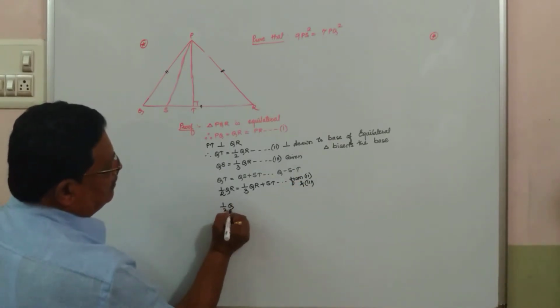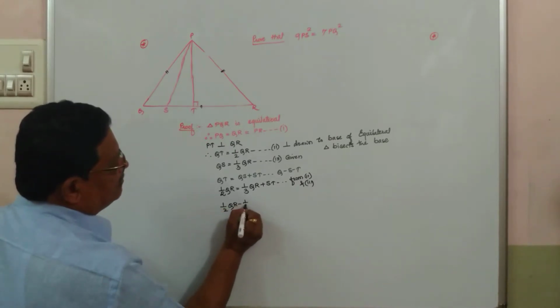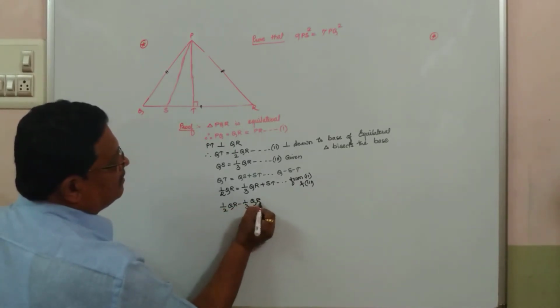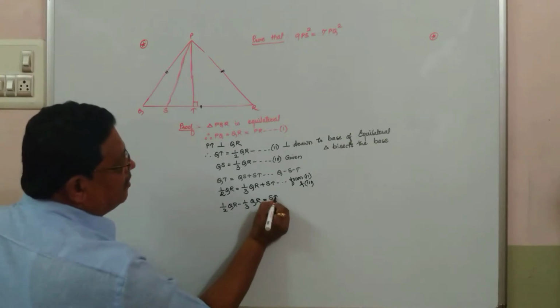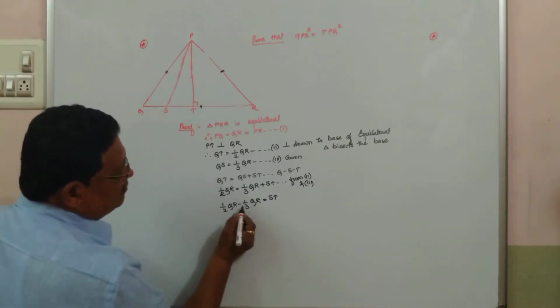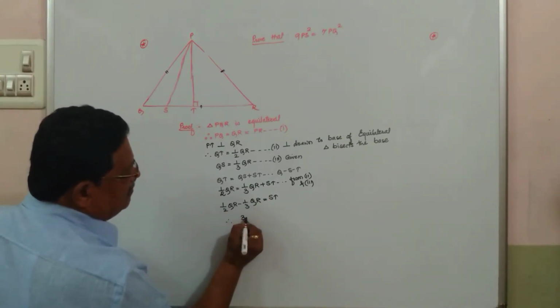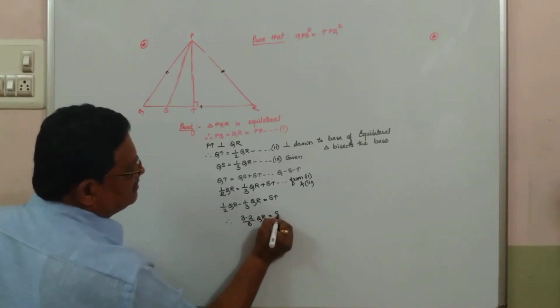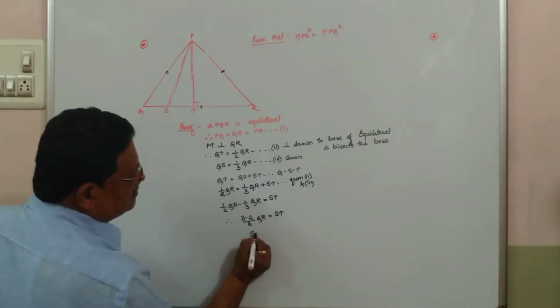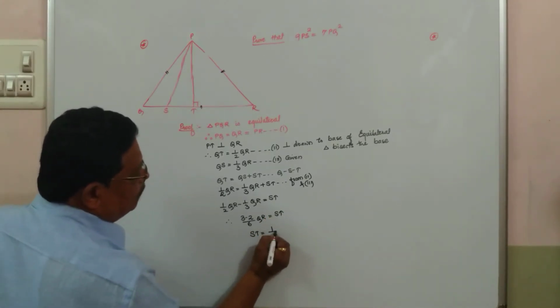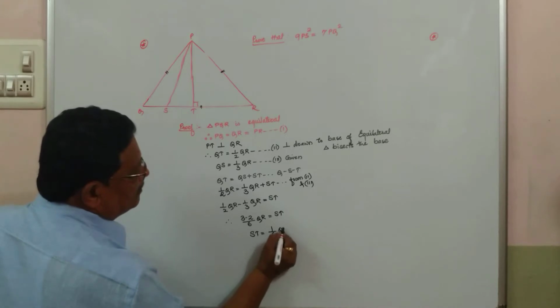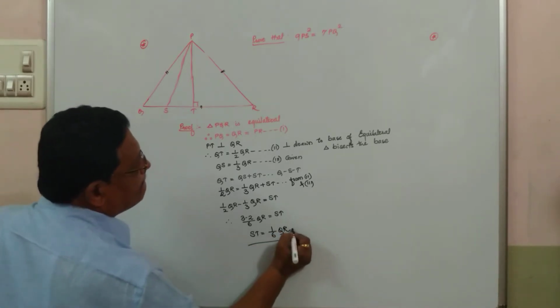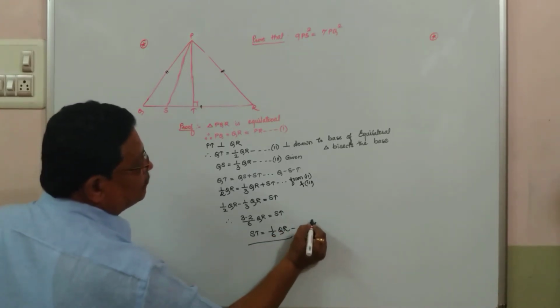Half QR minus 1/3 QR will give me ST. Therefore, 3 ones are 3, 3 minus 2 by 6 QR equals ST. I can write ST is equal to 1 by 6 QR. This will be your fourth.